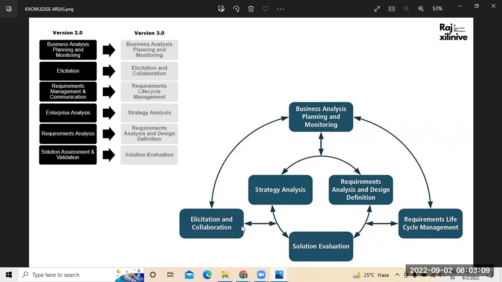Now, whatever we are discussing now is what we call the knowledge areas of business analysis. Knowledge areas. Now, what is meant by a knowledge area? A knowledge area is prescribed by IIBA. IIBA is an international body of business analysis, which has prescribed some knowledge areas for a person who wants to get experienced as a business analyst.